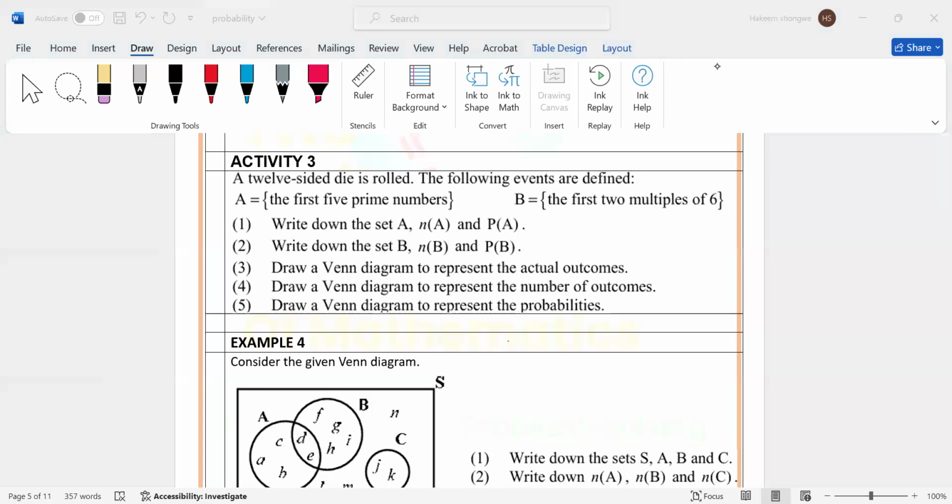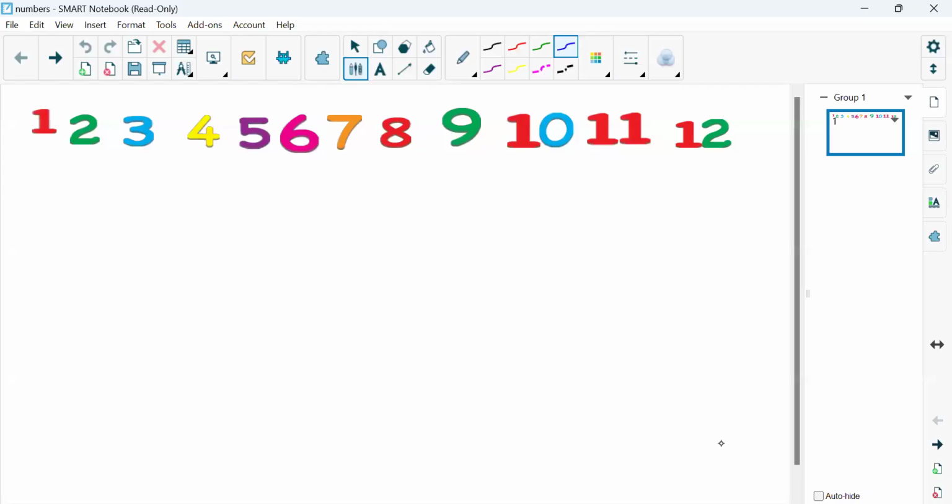So, with activity 3, they say we have a 12-sided die. If we have a 12-sided die, this is what we expect: 12 possible outcomes. We can get 1, 2, 3, 4, 5, 6, 7, 8, 9, 10. Now, we can also have a 6-sided die. If you have a 6-sided die, you expect the numbers from 1 to 6. But this one is a 12-sided die.